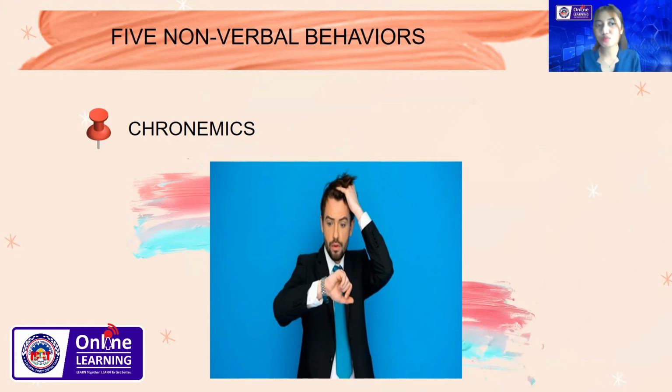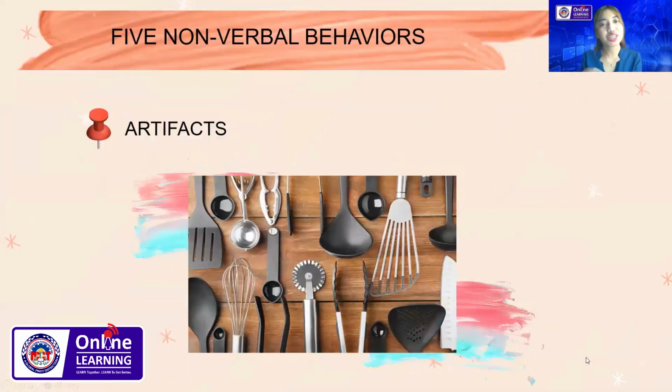Okay, that is what we call chronemics or the role of time in communication. Next one, we have the artifacts. When we say artifacts, these refer to the things a person owns, uses, or wears in order to convey a message about his or her personality.